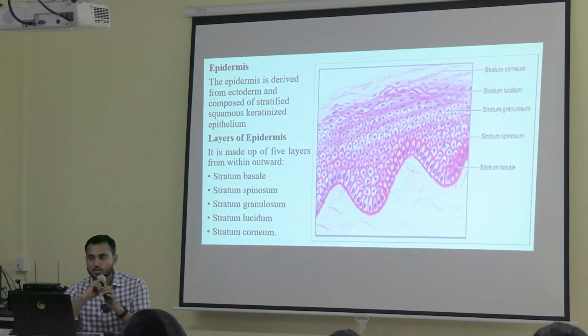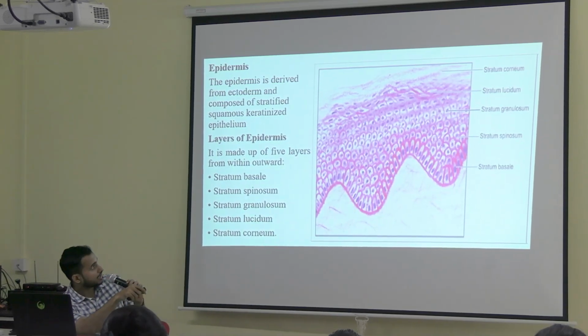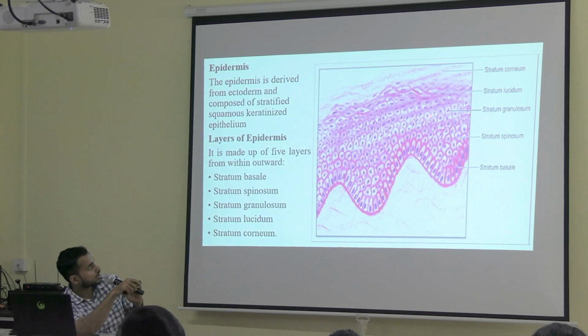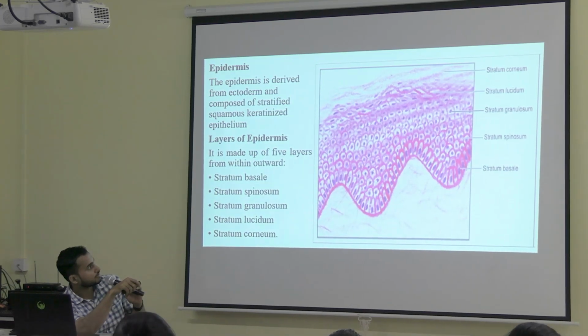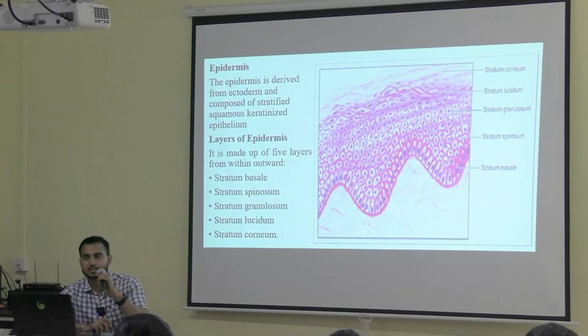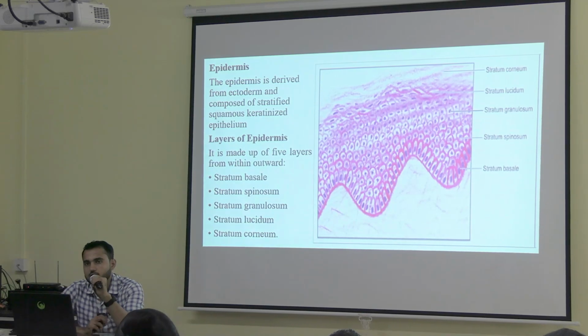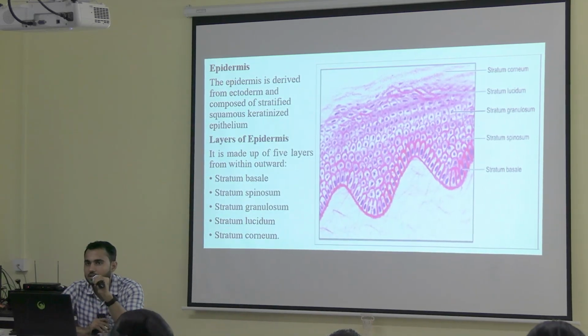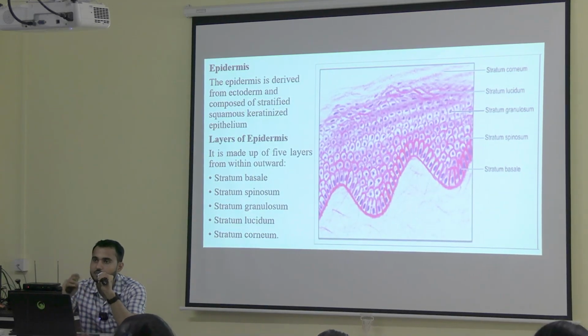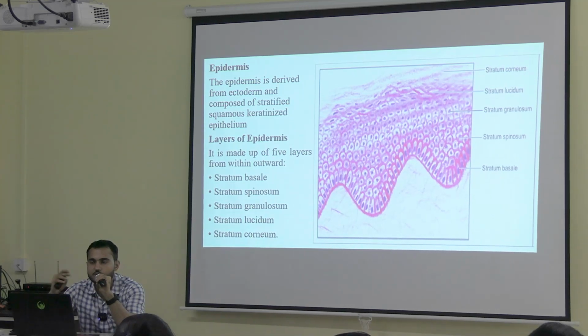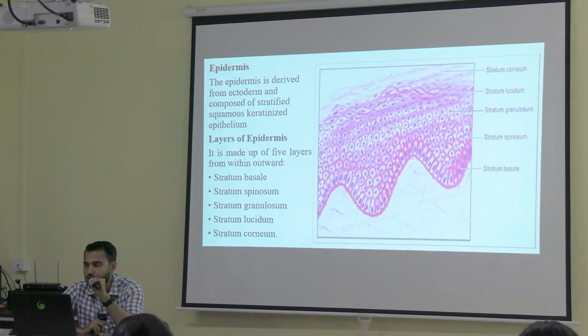Next is the stratum granulosum. Okay. Above that, here you can see this is the stratum granulosum. Above the stratum spinosum, here the cells are called stratum granulosum. It is also multiple layers of cells. In this layer, multiple layers of cells are present, approximately 5 layers of cells.